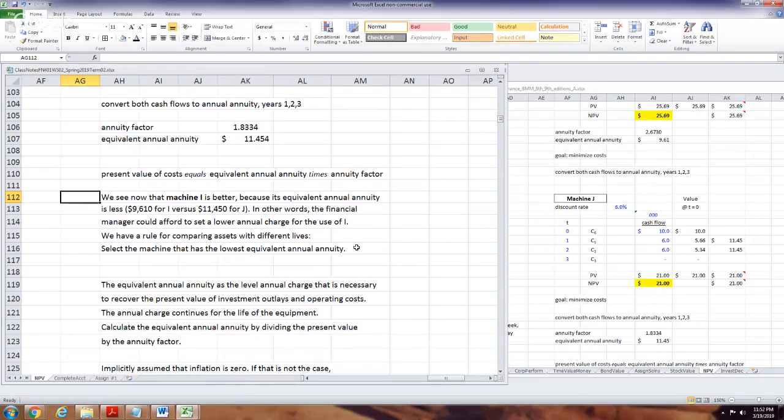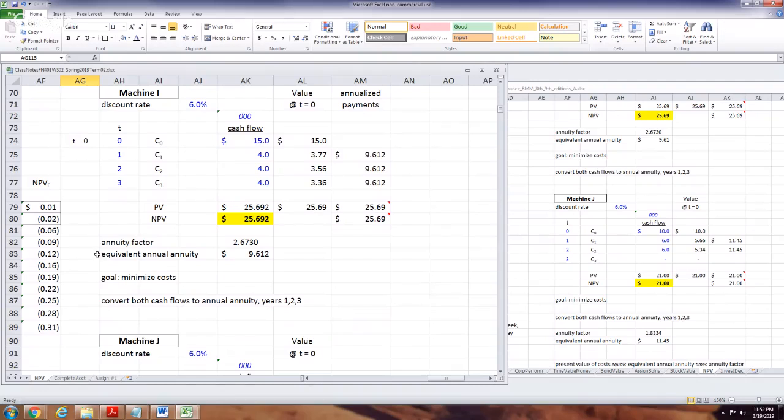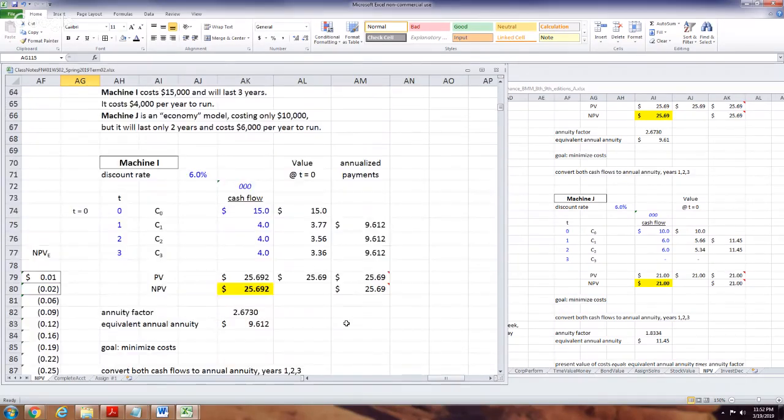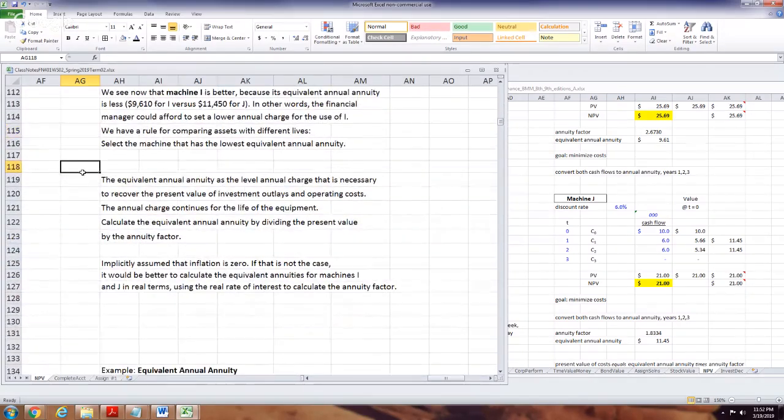Could afford to set a lower annual charge for the use of it. Sure, we have the rule for comparing assets with different lives. And again, any time it lasts longer, you're happy too, because did you want another year at 11,000, or a year at 9,600? I think I'll take that one. The equivalent annual is the level of charge that is necessary to recover the present value of investment outlays and operating costs that continues for the life of the equipment.